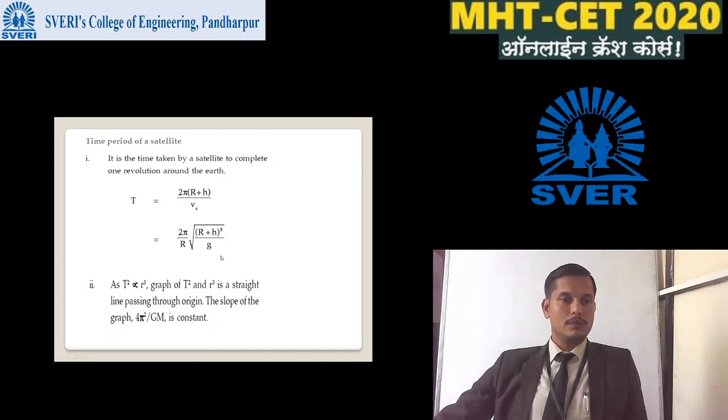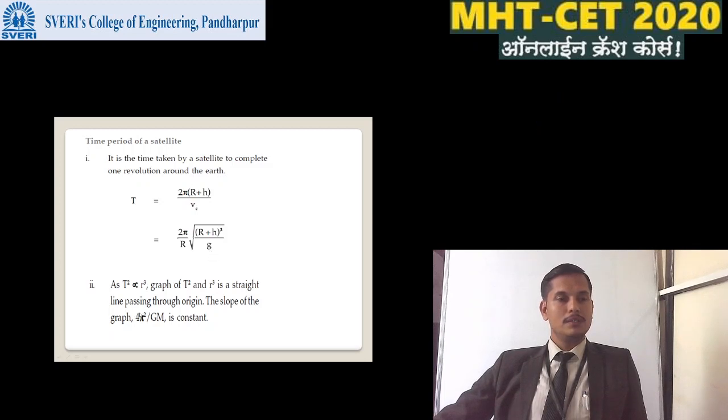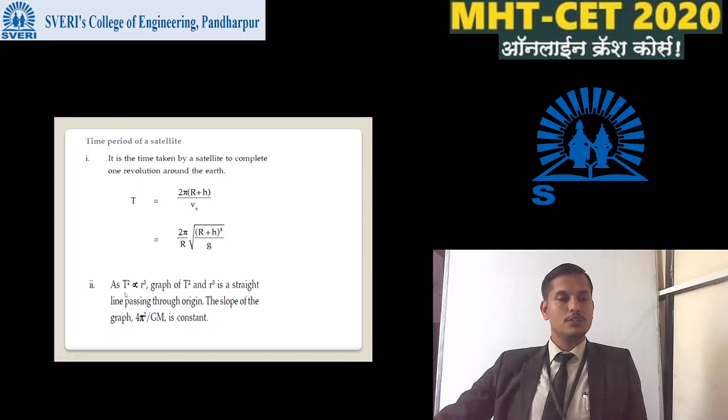So capital T is equal to 2 pi into R plus h divided by critical velocity. After solving we get this equation, and if we consider the relation between T and R, it is T square which is proportional to R cube.